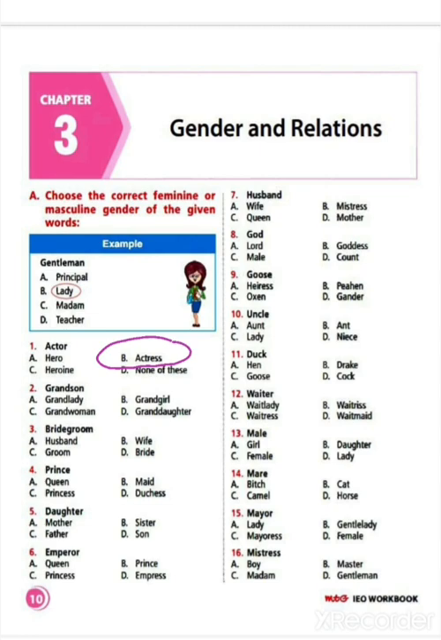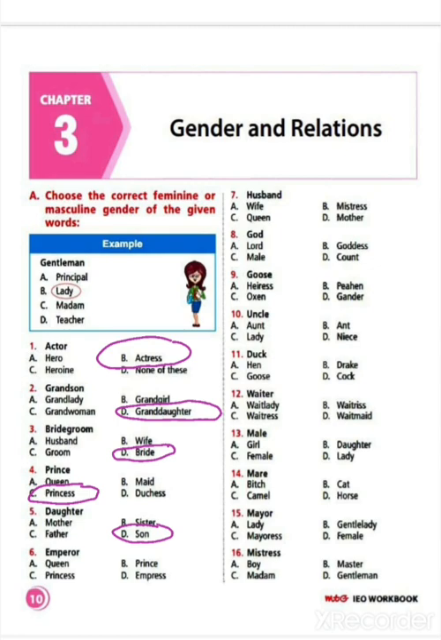Number 2, grandson, and the opposite gender, the feminine gender, will be D, granddaughter. 3, bridegroom, feminine is D, bride. 4, prince, feminine will be C, princess. 5, daughter. Now daughter belongs to the feminine gender, so you have to look for the masculine gender of daughter among the answers that are given. So D, son, will be the masculine gender for daughter, like the opposite gender.